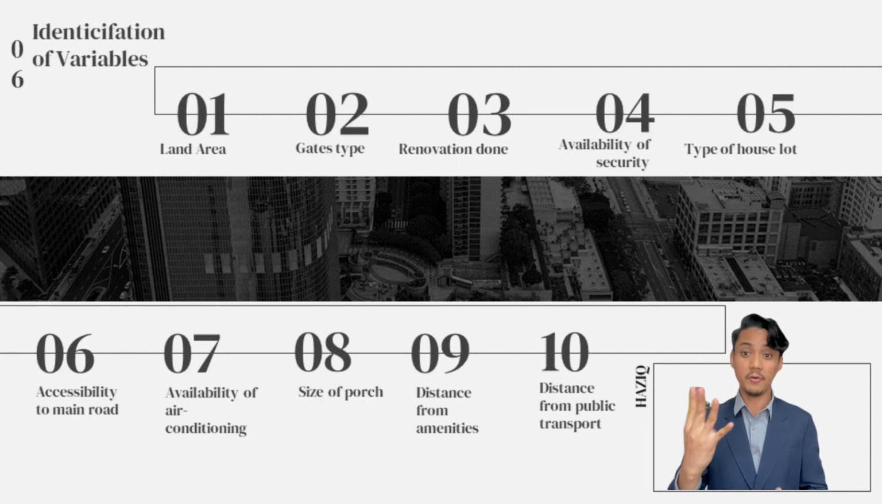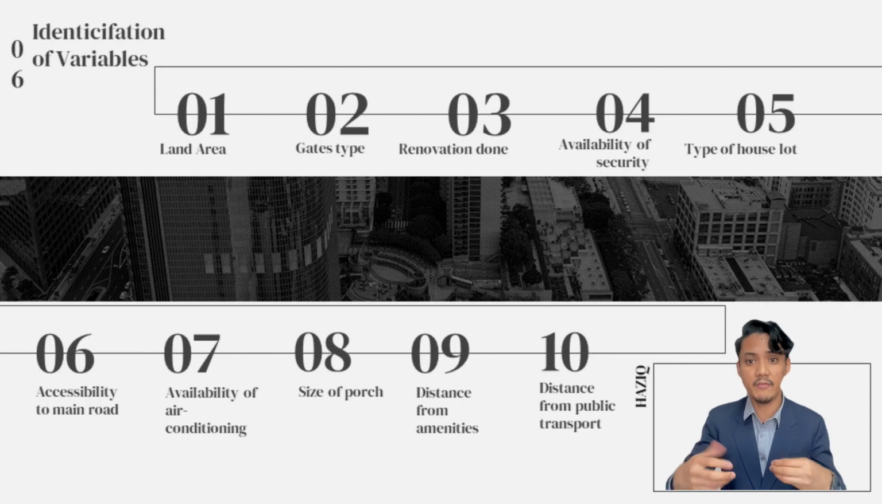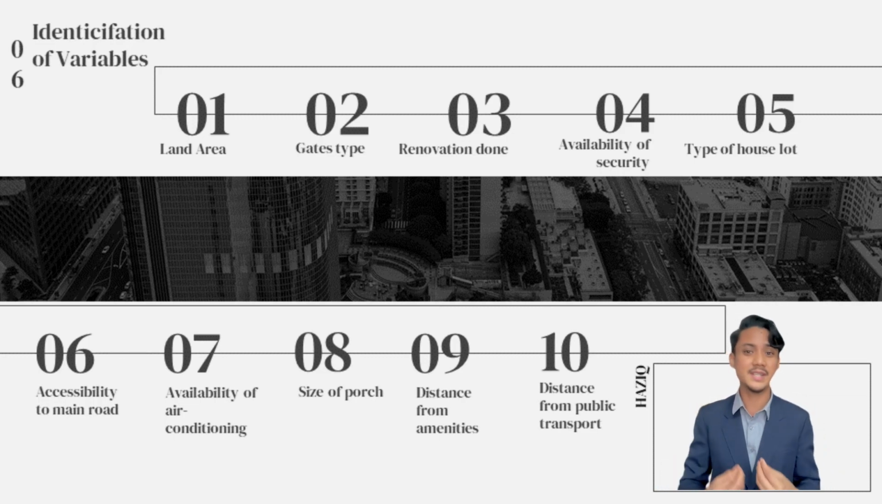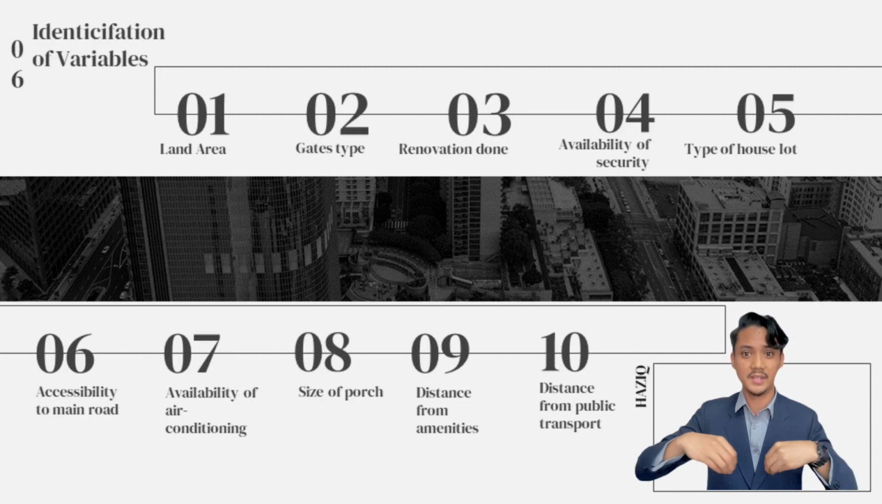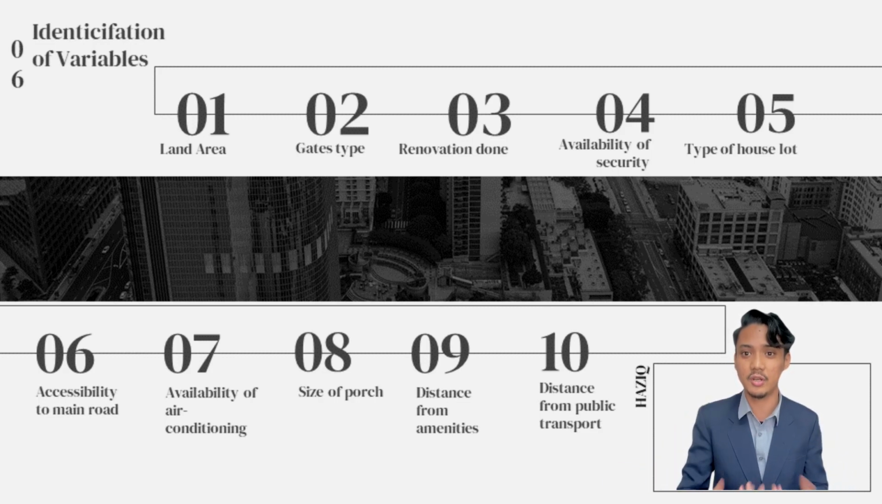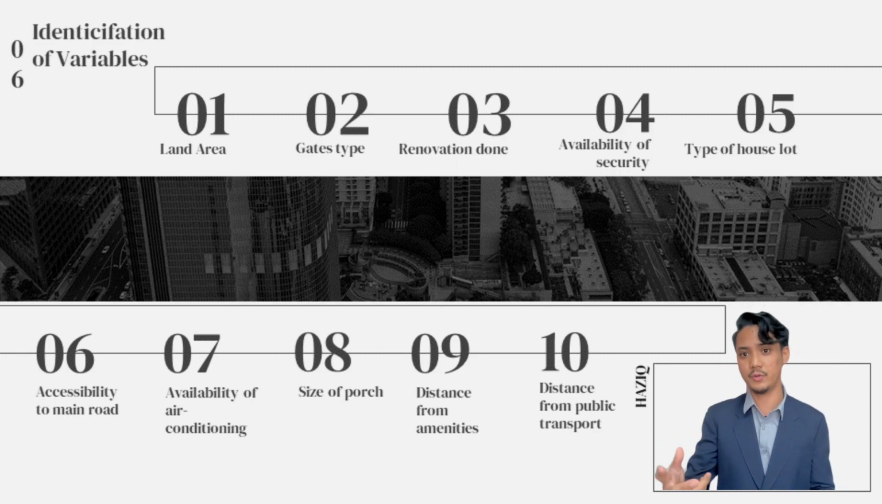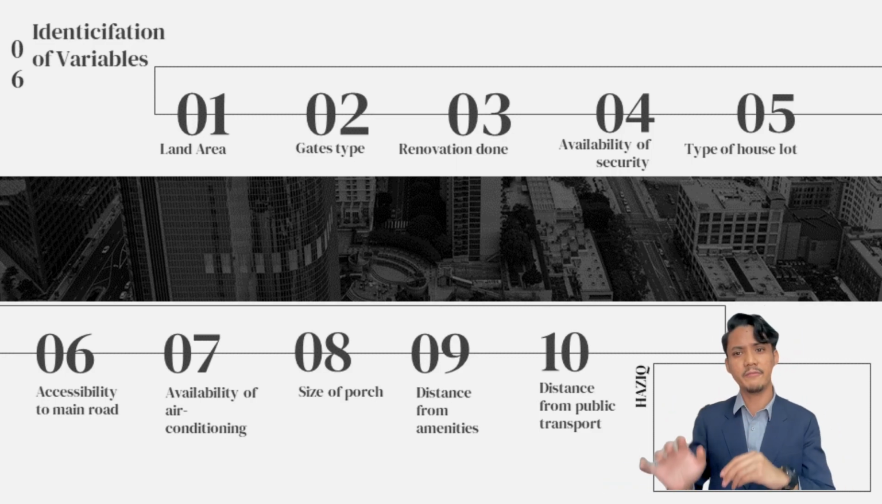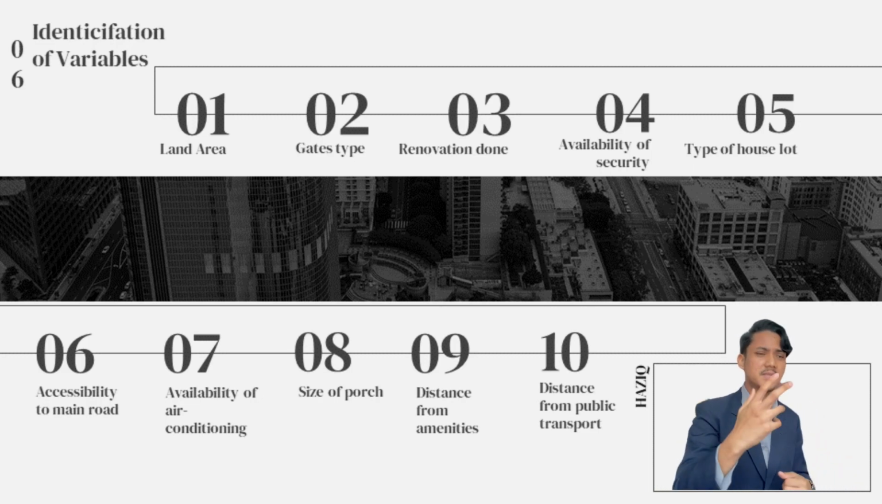The fourth IV is the availability of security. The security installation on the house defines the availability of security. Primary security measures such as installation of alarm, CCTV, and others improve home security. To ensure and to comfort the safety of the house, a better security system may raise the value of the property.